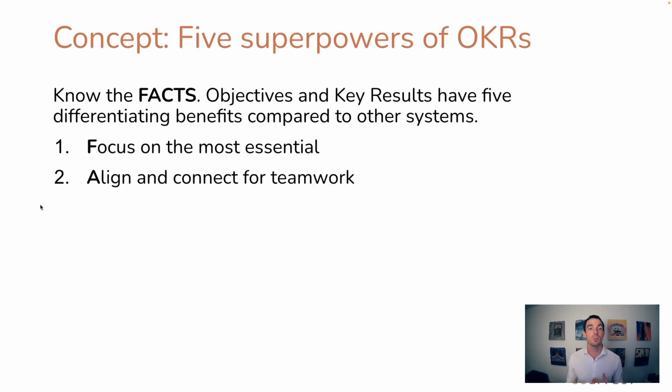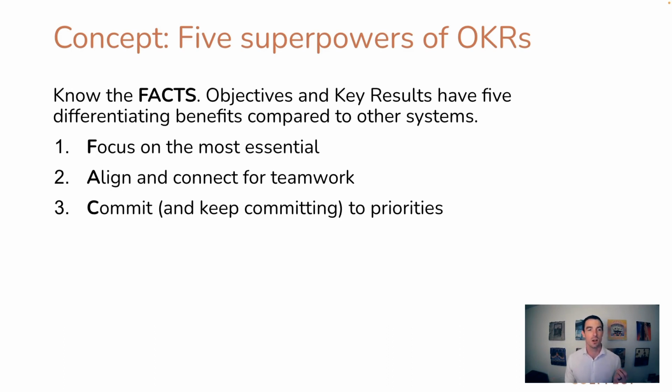The second is that they help you align and connect for teamwork. They can connect different levels of your organization. The third is that they help you commit and keep committing to priorities, because they create a system for communication that makes those priorities clear and front of mind for everybody. The fourth is that they help you track for accountability. By setting measurable key results, you can actually pull the data and see how you're doing on a week-to-week, month-to-month basis, even for the most ambitious, the most qualitative objective.